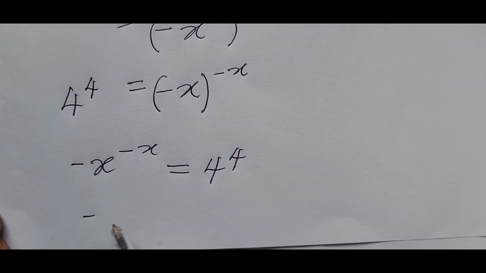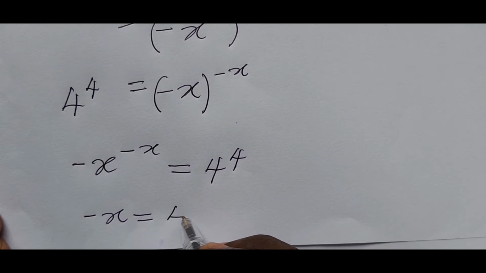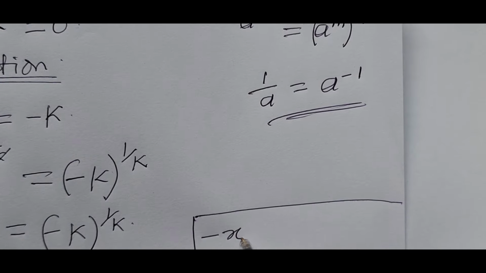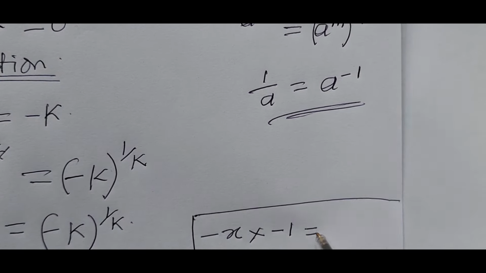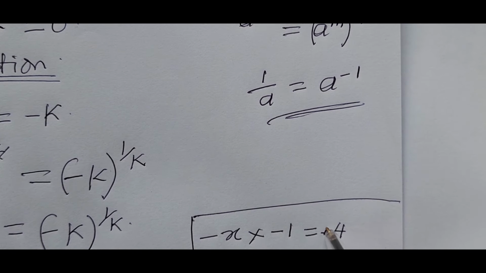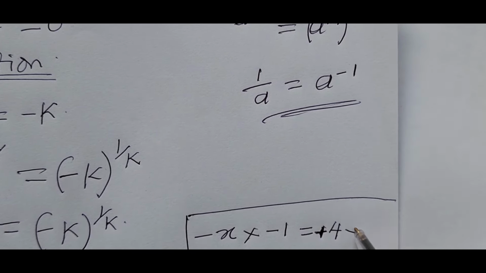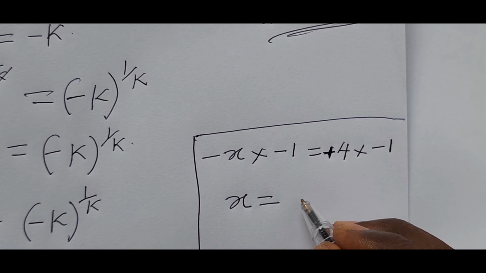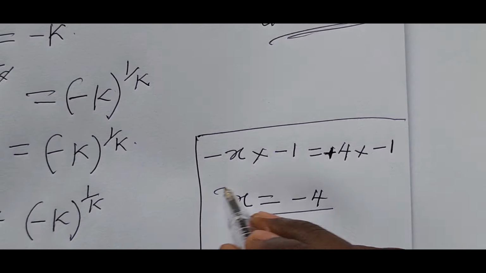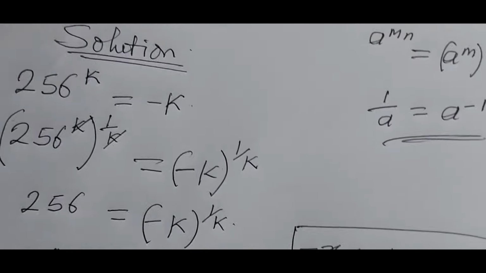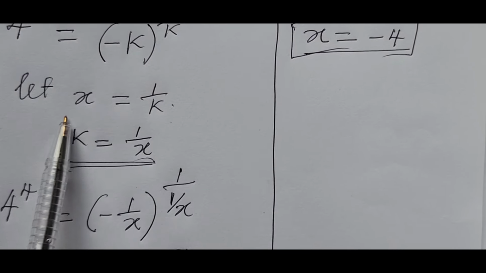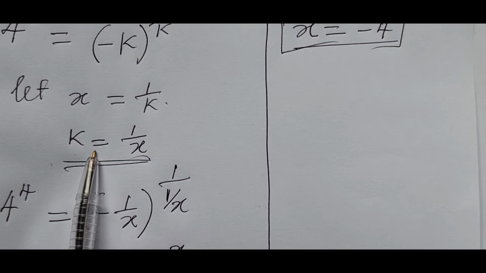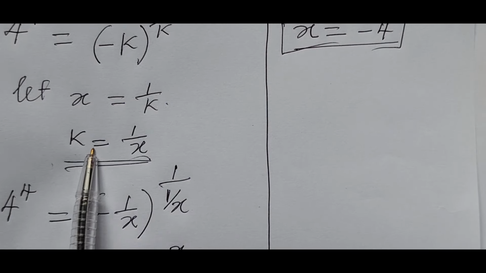It means that minus x is equal to positive 4. So multiplying both sides by minus 1, we have minus x times minus 1 equal to positive 4 times minus 1. And so we're going to have x equal to minus 4. So this is the value of x. But remember, we do not have x in the original equation. So we go to where we said, let x be equal to 1 over k. So it is k we have in the system, and here we made k the subject of the formula.